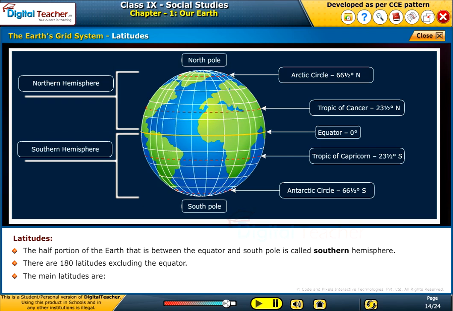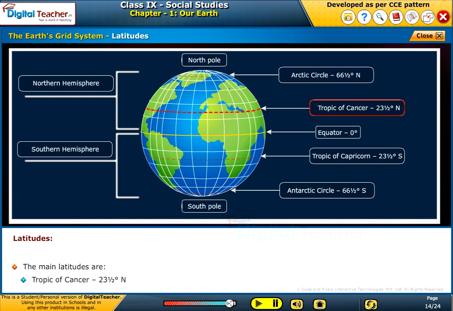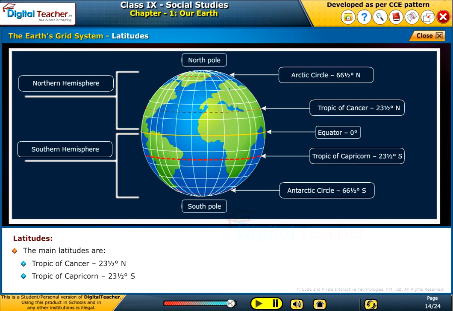The main latitudes are Tropic of Cancer, 23.5 degrees north; Tropic of Capricorn, 23.5 degrees south; Arctic Circle, 66.5 degrees north; Antarctic Circle, 66.5 degrees south.